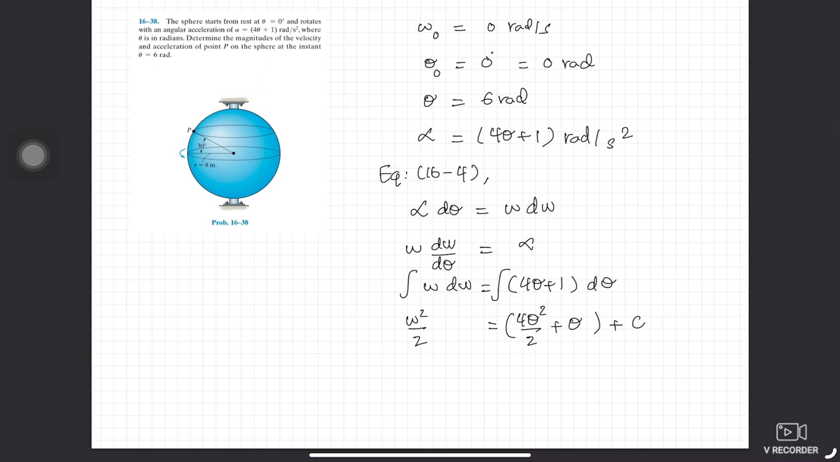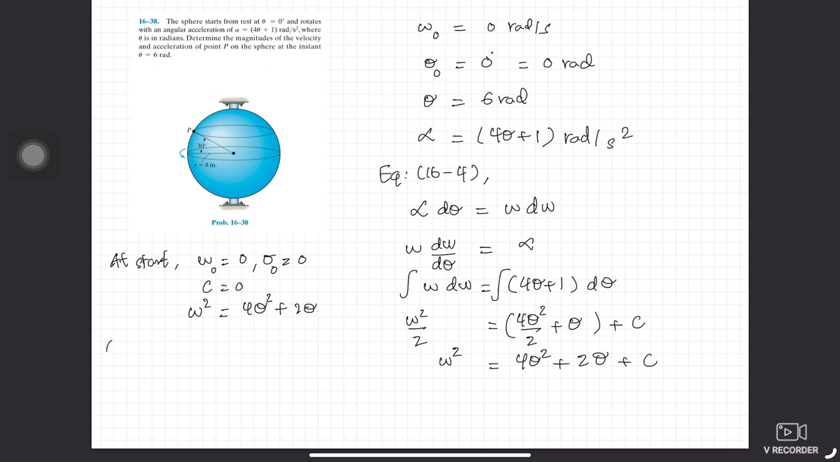We will eliminate the fraction, so omega squared equals 4 theta squared plus 2 theta plus a constant. This is the simplified form that we derive from equation 16.4. At the start position, omega naught is 0, and theta naught equals 0 as well. Applying this equation, the constant C equals 0. So we will only have omega squared equal to 4 theta squared plus 2 theta.